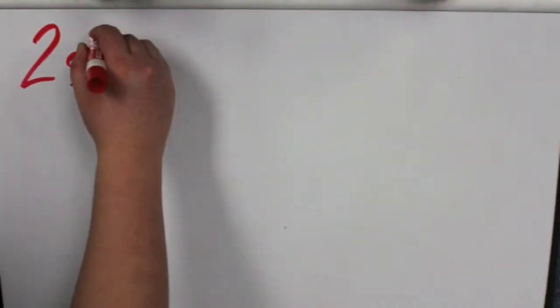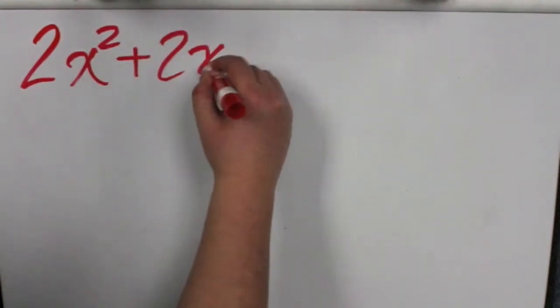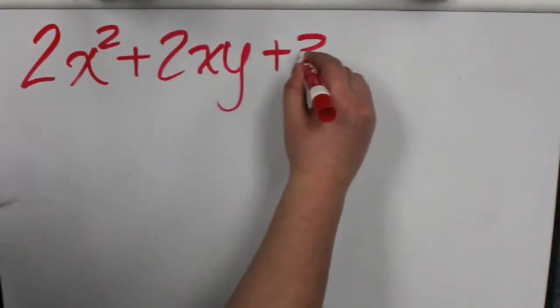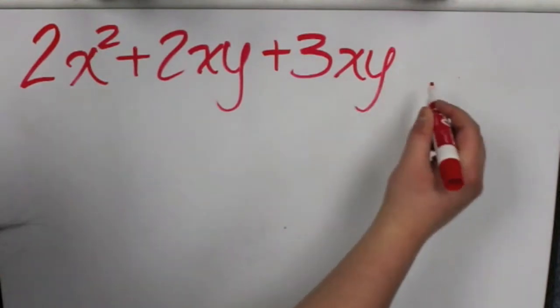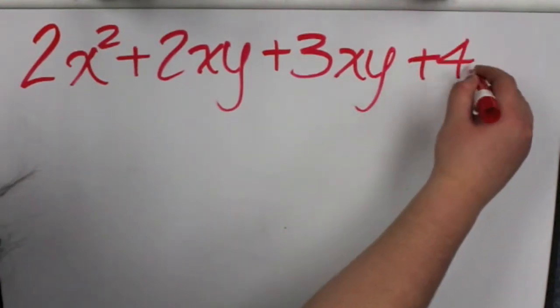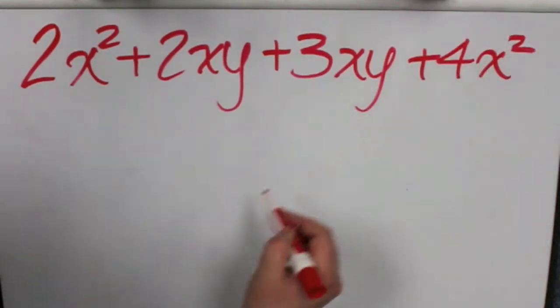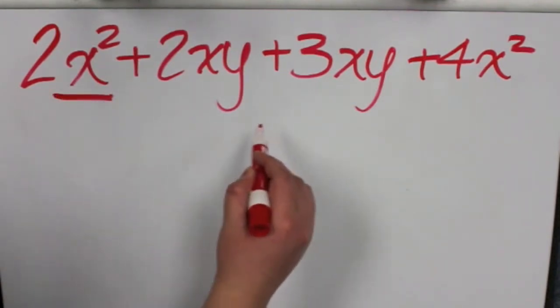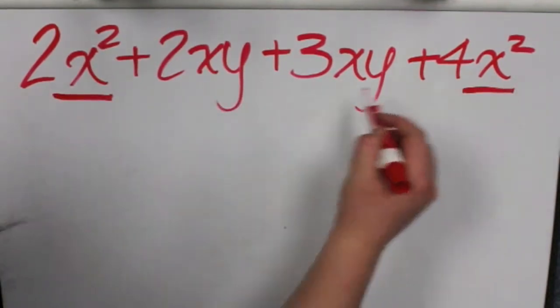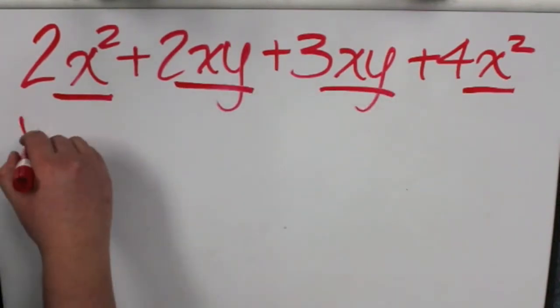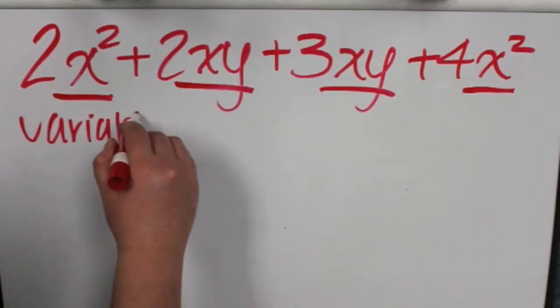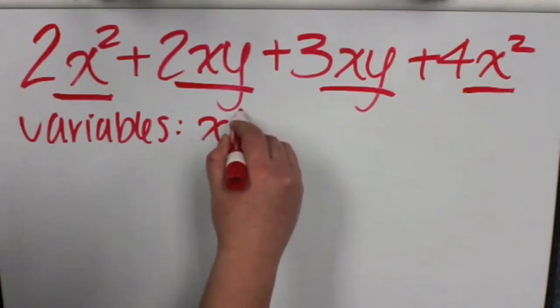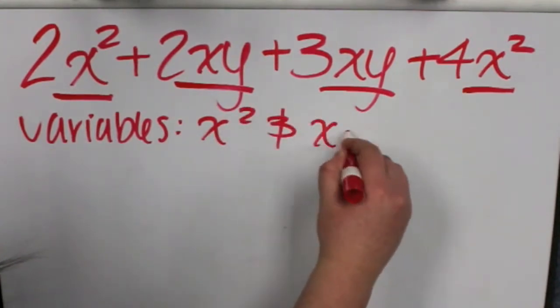So today we're going to learn how to collect like terms. So we have the equation 2x squared plus 2xy plus 3xy plus 4x squared. And so we have the different variables, x squared and x squared over there, and xy and xy. So I'm just going to write out our variables here so we don't get confused: x squared and xy.